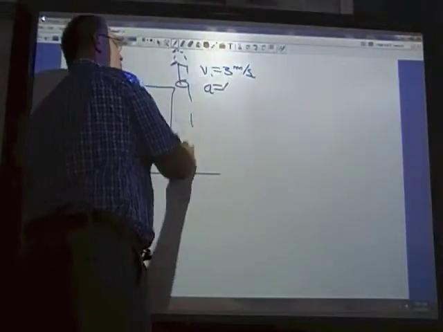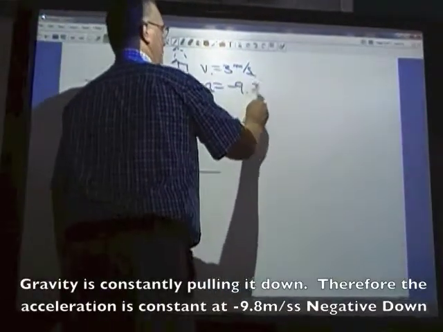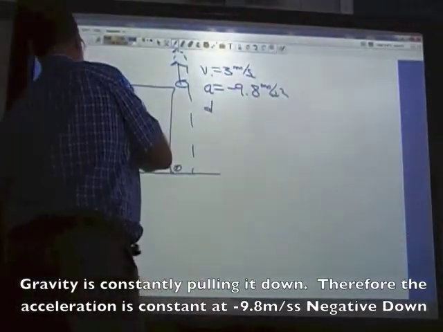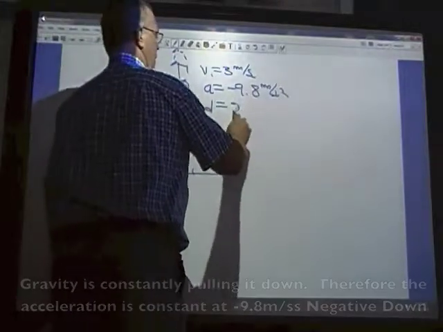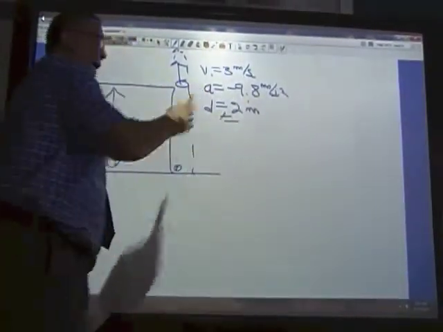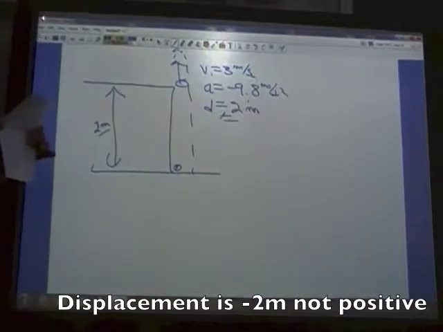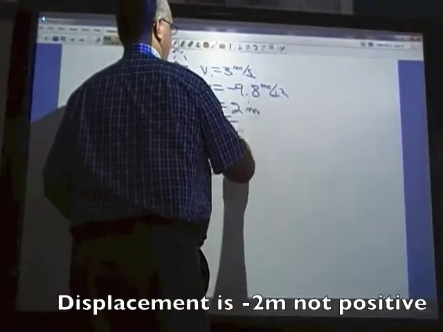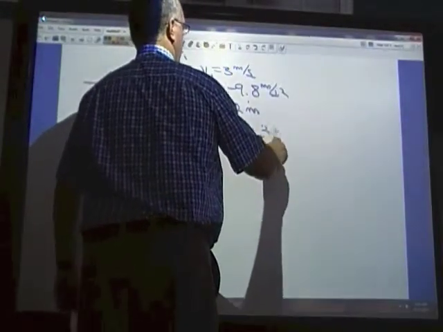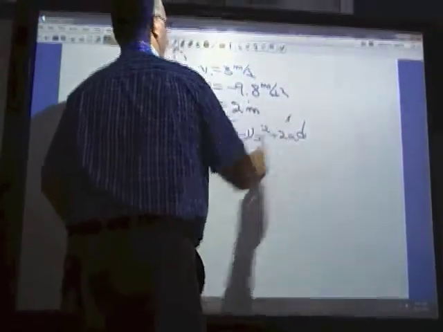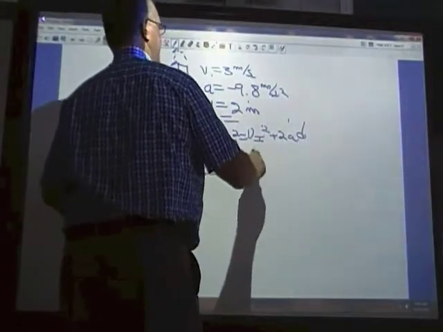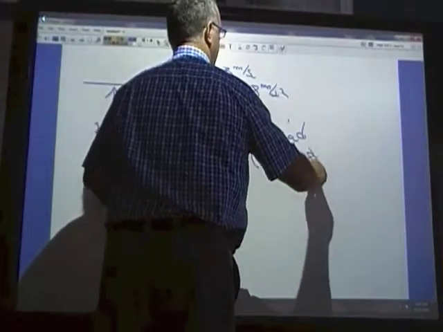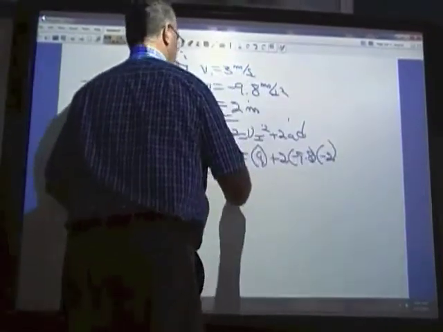Acceleration throughout the whole trip is still minus 9.8 meters per second squared. And my displacement, I'm still on top of a 2-meter building. All right, I got 3 things. Let's solve. VF squared equals VI squared plus 2AD. VF squared equals VI squared, looks like 9, plus 2 times minus 9.8 times minus 2.